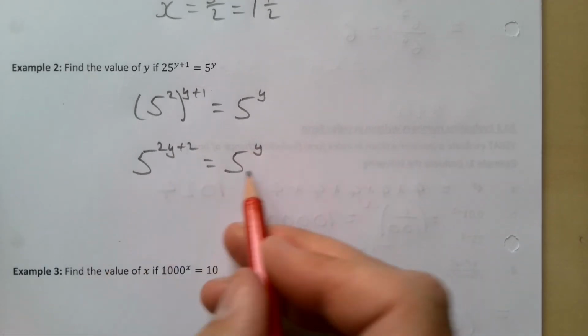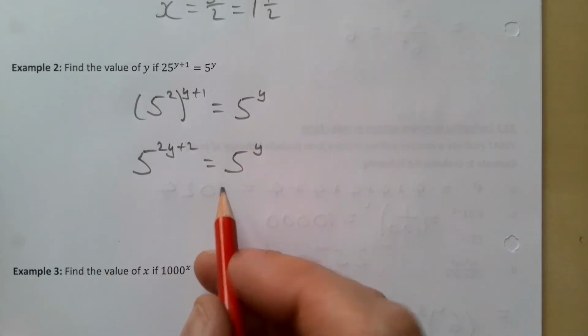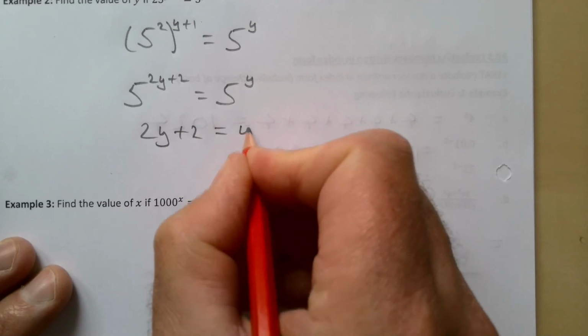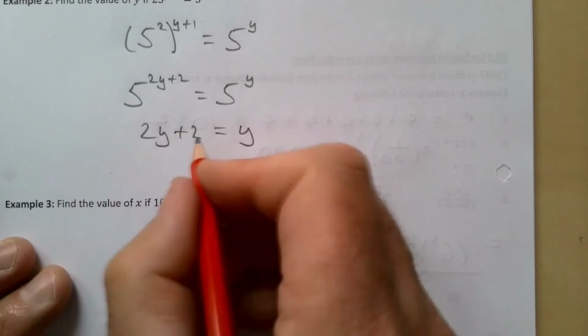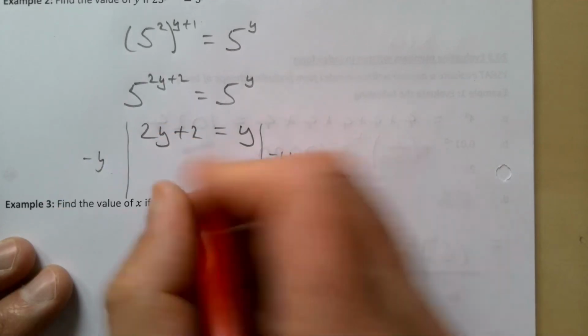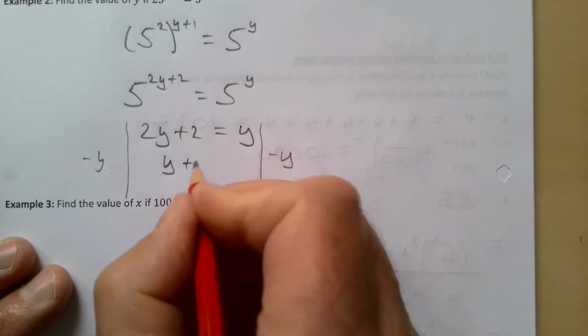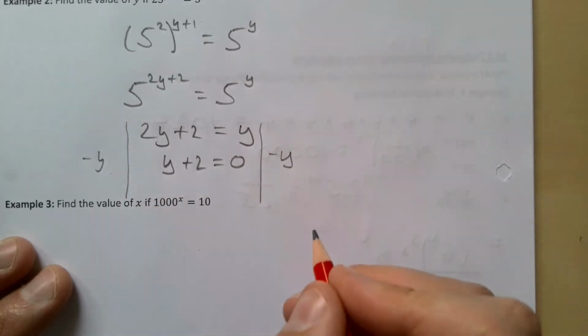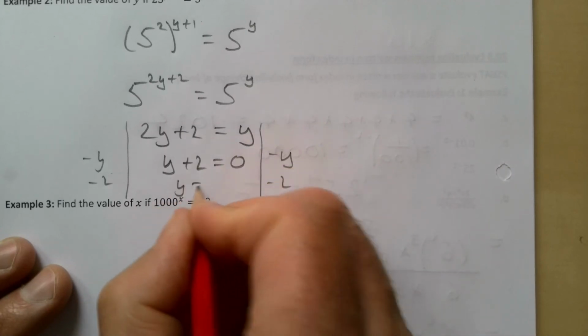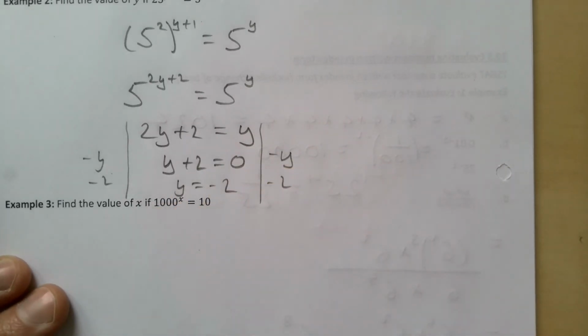This is 5 to the power, this is 5 to the power, so I should be able to make the two powers equal to each other. So I then have 2y plus 2 equals y. I would take away y from both sides. If I take away y from both sides, I get y plus 2 equals 0. And then taking away 2 from both sides, I get y equals minus 2.